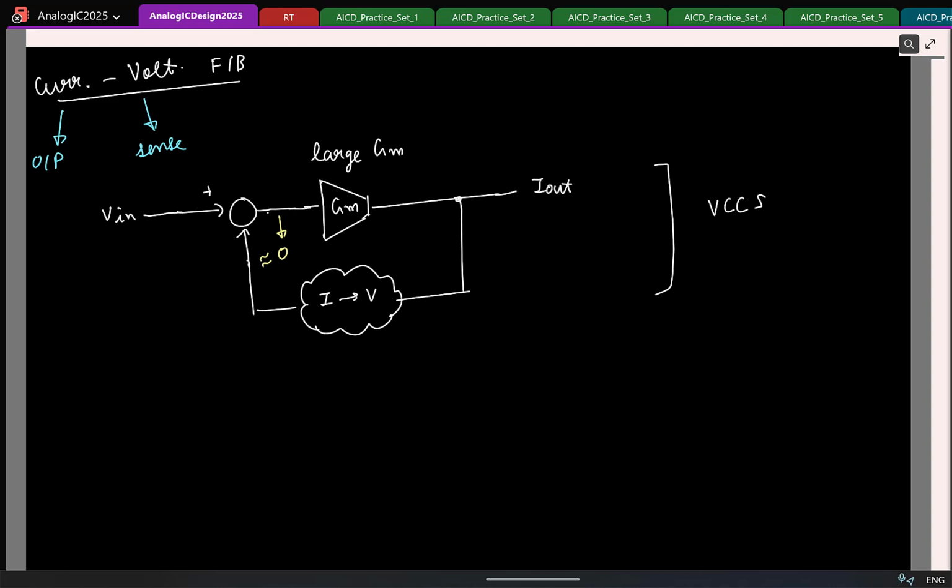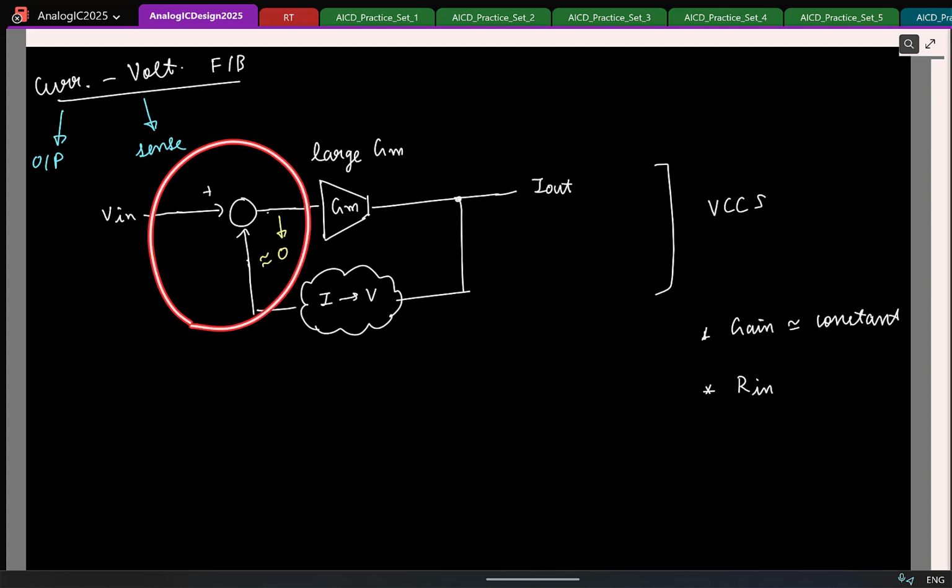And in this case, what can you say about gain? It will be constant as usual. So what do you think will happen to the input resistance? Should this have a large input resistance or a small input resistance? Why large input resistance? At the input I am trying to sense a voltage or a current. If I were to sense a voltage, should I be presenting a large or a small input resistance? I want the entire voltage to drop, so Rin must be large.